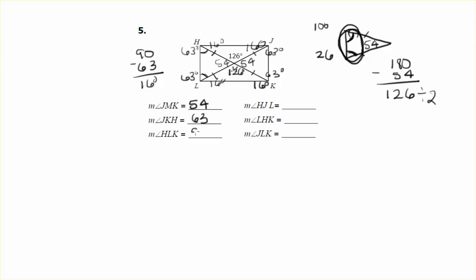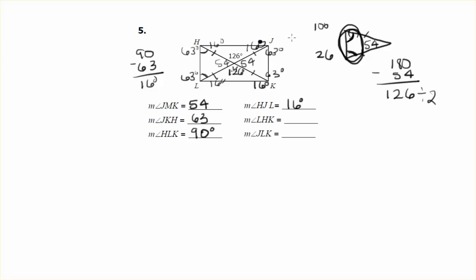HLK, it's just the whole angle of my rectangle. It's an easy one, it's 90. J to L, 16 degrees. That kind of looks like 160. That's a really big degree sign.